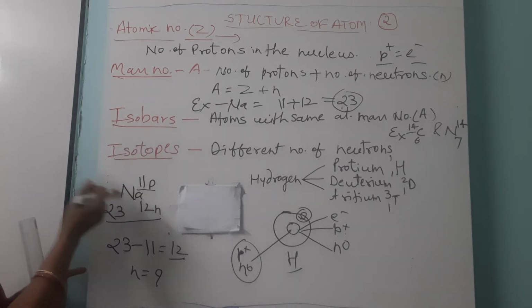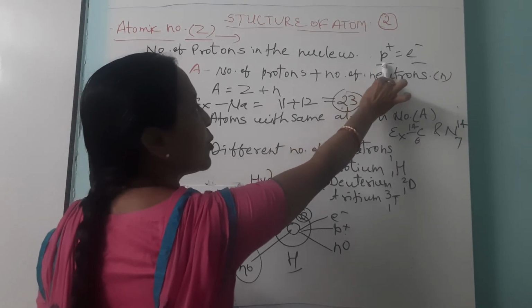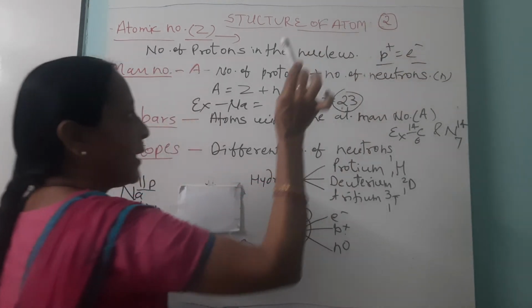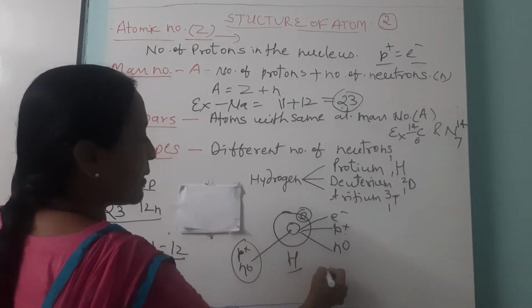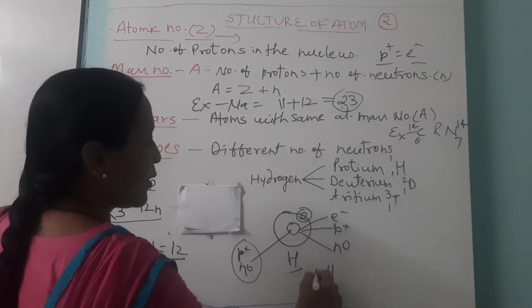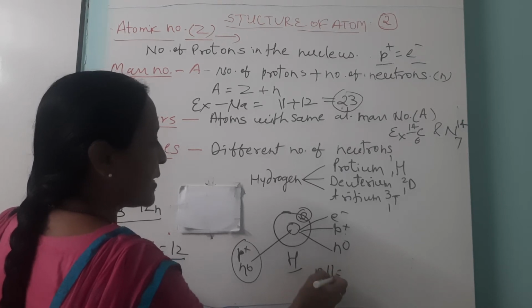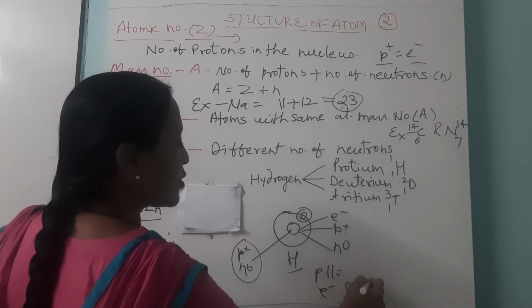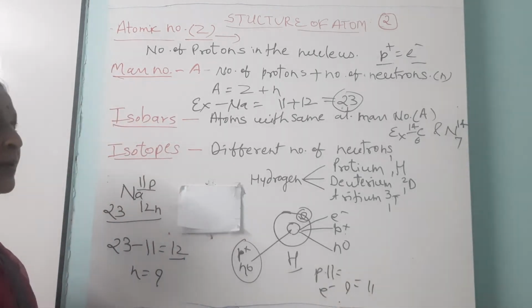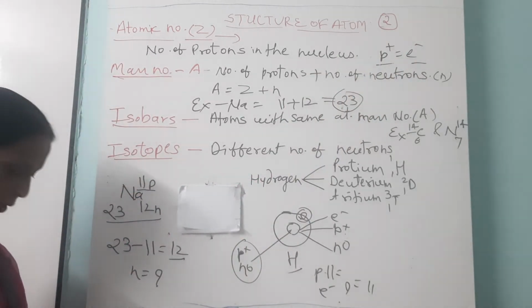Yes, one more possibility is here. As we have written, in an atom the number of protons is equal to the number of electrons. If you get a question, suppose the number of protons is 11, how many electrons are there? That time also my answer is 11, because the number of protons is equal to the number of electrons.